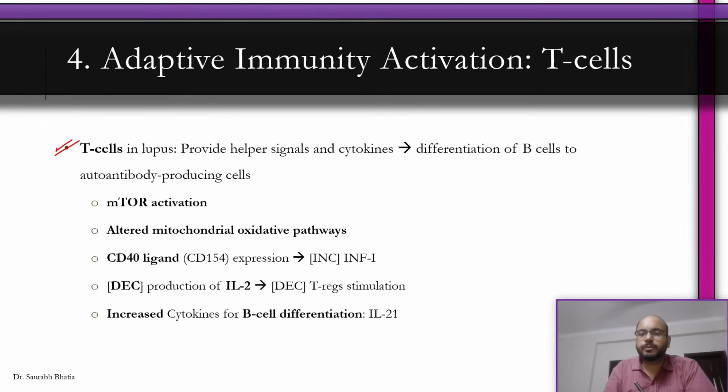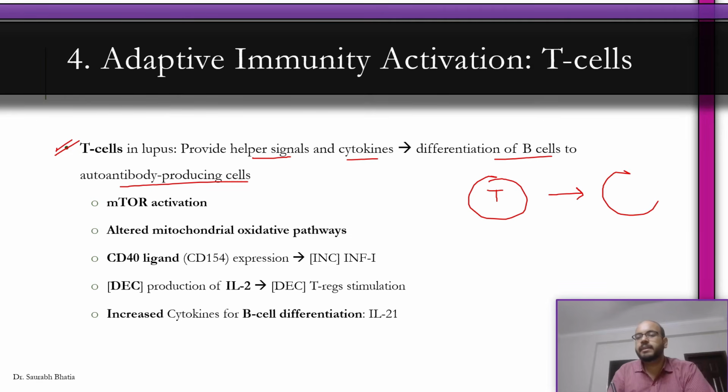T cells in lupus. These are not normal T cells; it's the T cell in the patient with lupus. They provide helper signals and cytokines to differentiate B cells into autoantibody producing cells. So what happens is that T cells can stimulate B cells in the setting of lupus to secrete more autoantibodies.